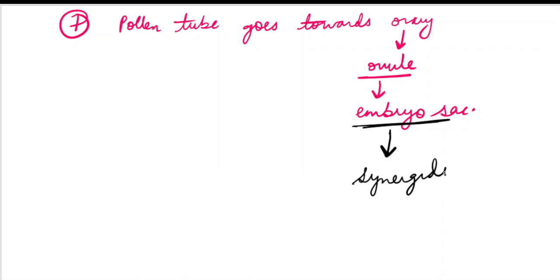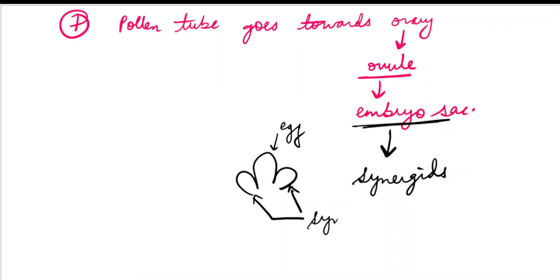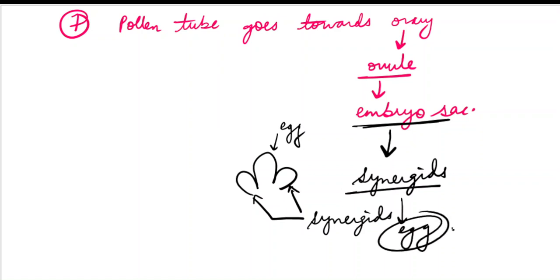और सिनर्जिड्स का अगर डायग्राम याद होगा तो ये 2 सिनर्जिड्स के बीच में एग है, तो ये वाला बीच वाला एग है, it is egg, that is female gamete. और ये जो 2 हैं, these two are what? These two are synergids. So it will go to synergids and synergids के बाजू में ही egg मिलेगा. And इसके बाद we will study in double fertilization.